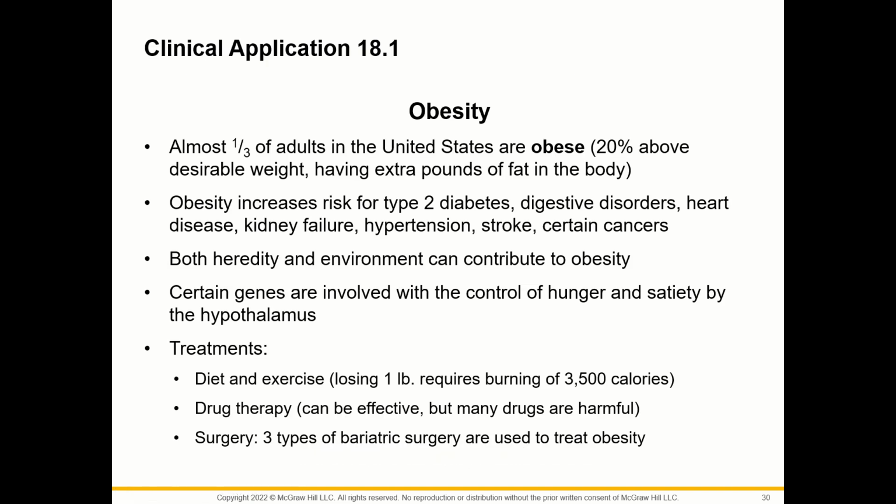So much so that almost a third of the adults in the United States are obese, with 20% above desirable weight and having extra pounds of fat in the body.